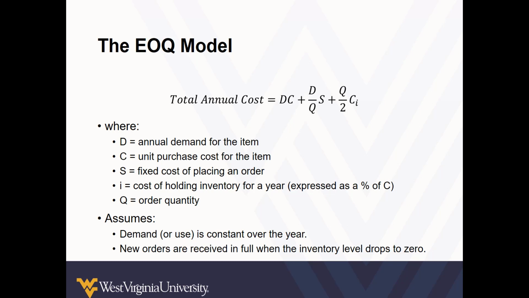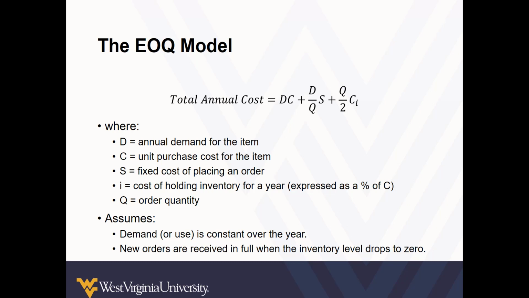In the basic EOQ model, the total annual cost of stocking a product is computed as the sum of the actual purchase cost of the product plus the fixed cost of placing orders plus the cost of holding or carrying the product in inventory. The first term in this formula, DC, represents the cost of purchasing a year's worth of the product. The second term, D over Q times S, represents the annual ordering costs. Specifically, D over Q represents the number of orders placed during a year. Multiplying this quantity by S represents the cost of placing these orders.